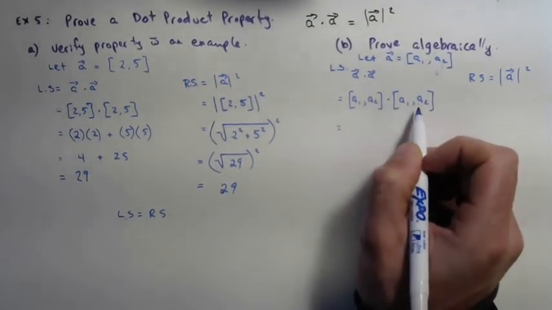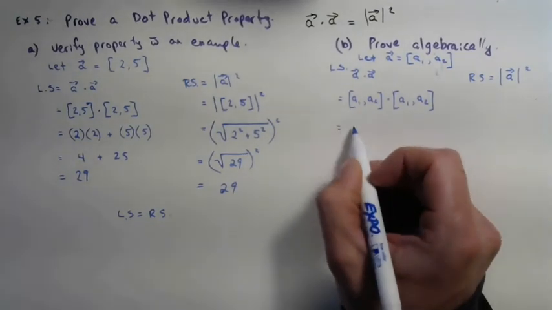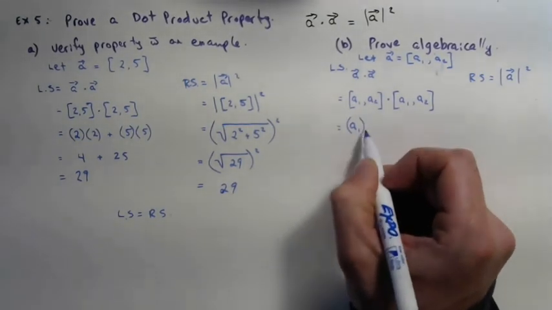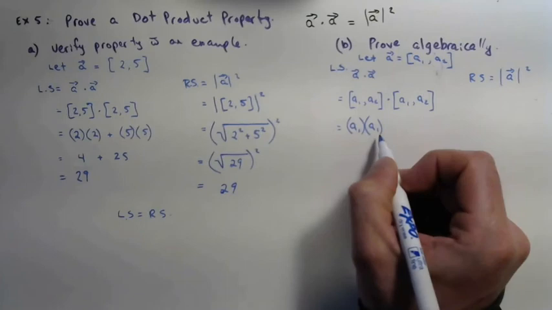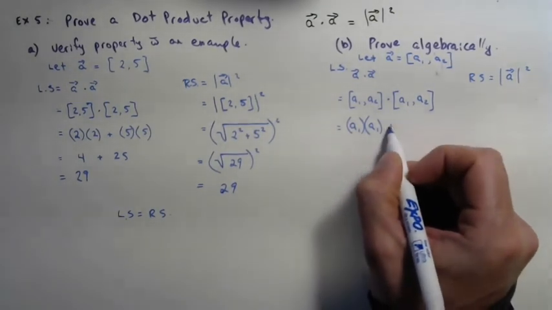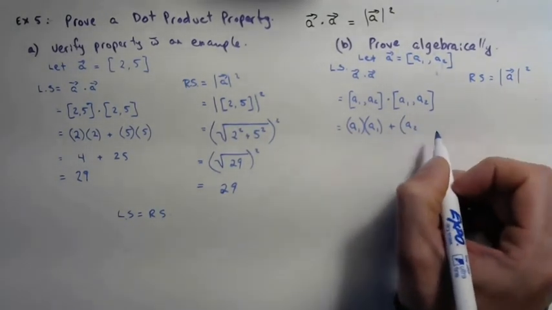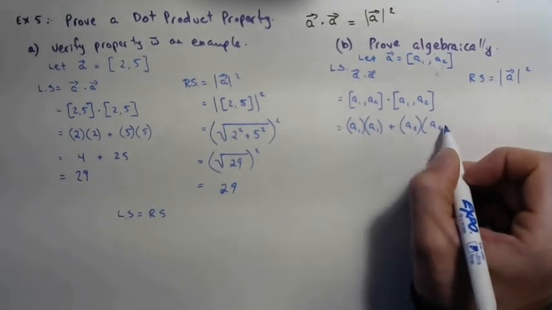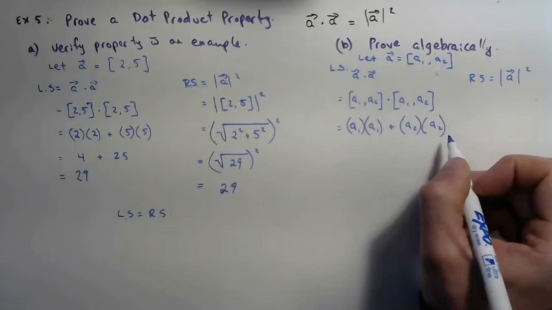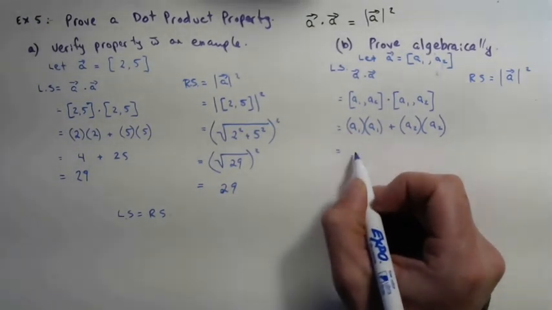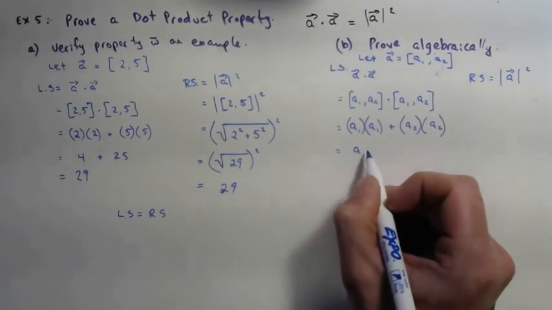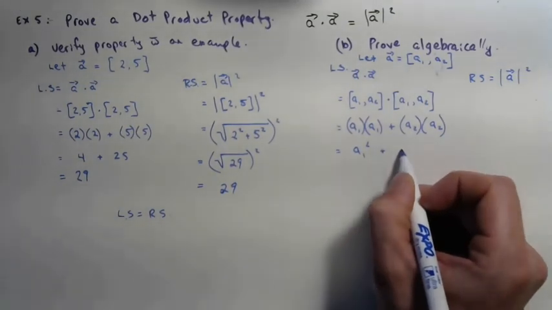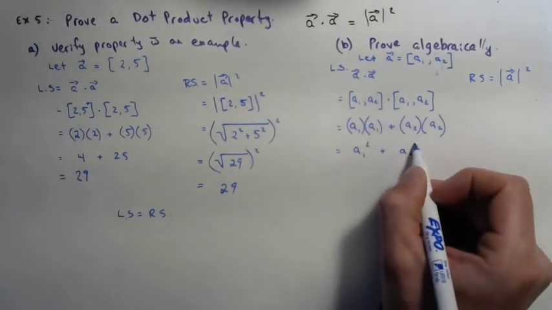In order to take the dot product of Cartesian vectors, we're going to take the first value of the first vector and multiply it by the first value of the second vector. And we're going to add that to the second value of the first vector times the second value of the second vector, which gives us A1 squared plus A2 squared.